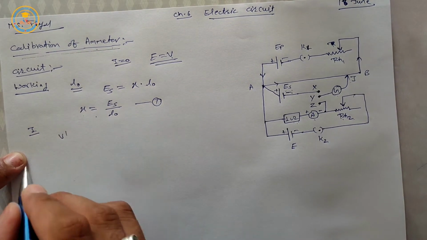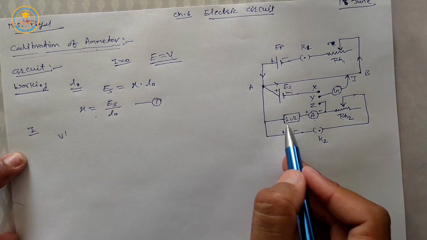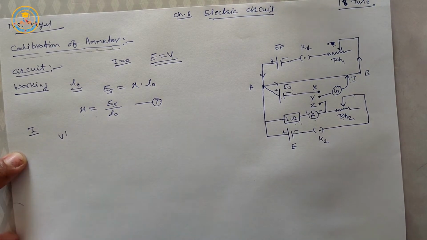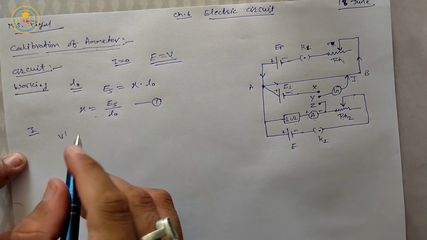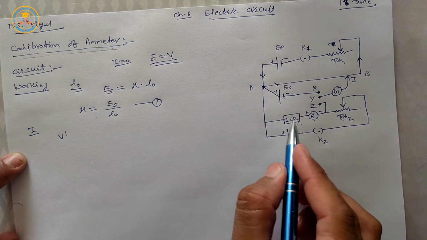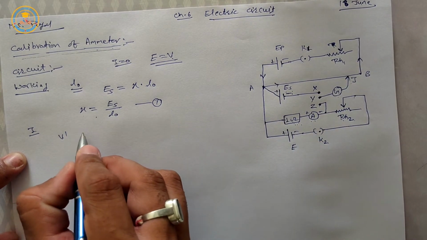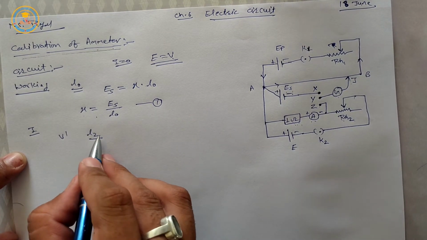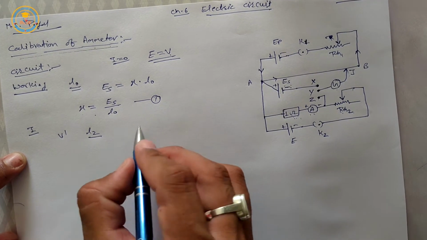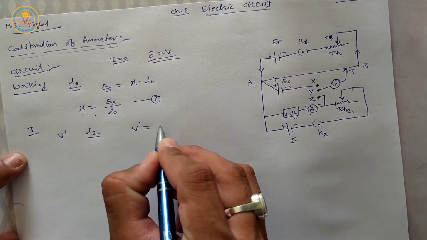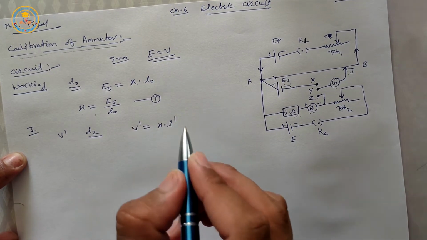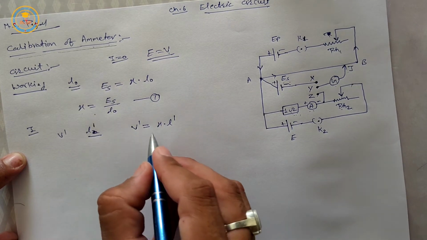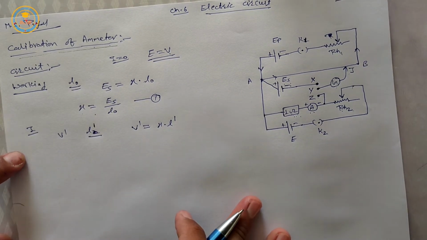The voltage V dash across the ends of this 1 ohm resistance is produced due to the current flowing through the resistance of 1 ohm. The balancing length is supposed to be L2. Then we can write V dash is equal to X into L dash.